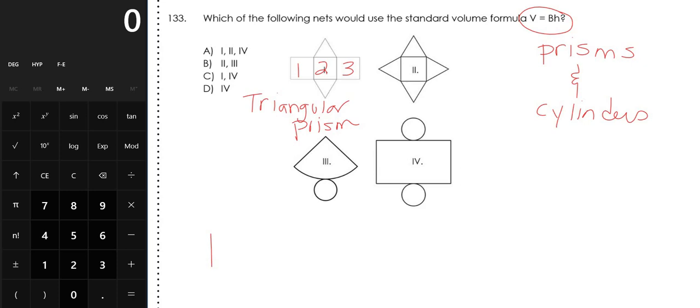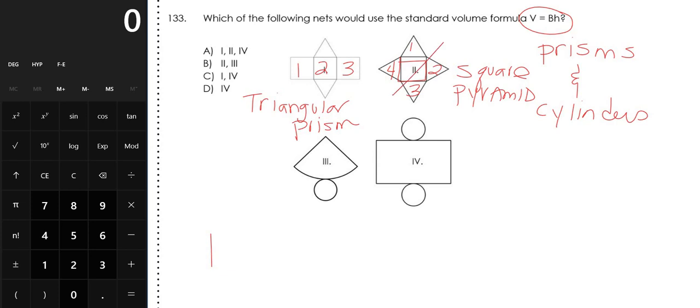Now the next one, well, I have mostly triangles. 1, 2, 3, 4. So this is going to be a pyramid. And my base is going to be this shape, which kind of looks like a square. So choice 2 is going to be a square pyramid. Oh, that's not how you spell square. Fix that. Square pyramid. So not choice 2, because that would use 1/3.